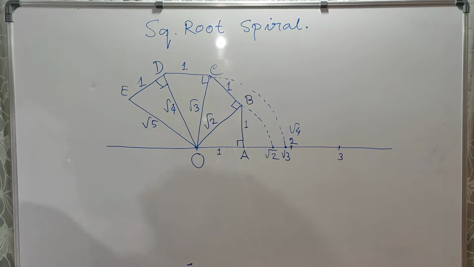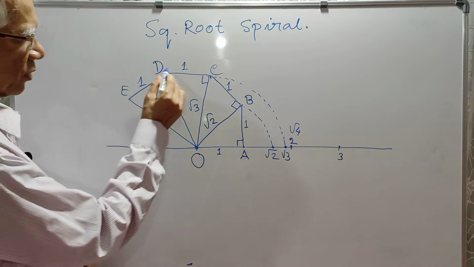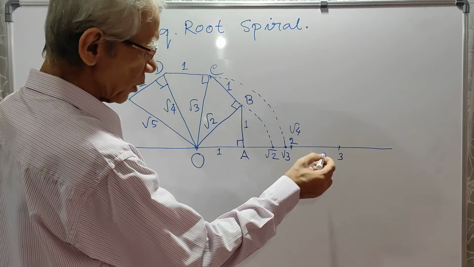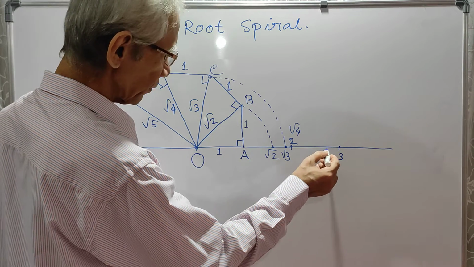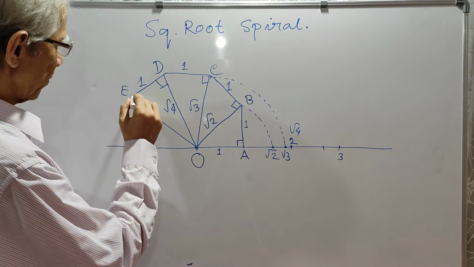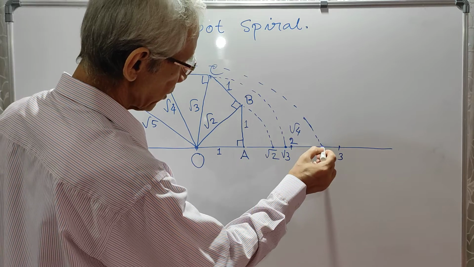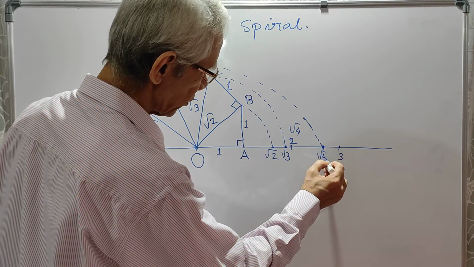OE is root 5. Now how will you locate this position? So taking this as center, OE as radius, we draw an arc. So that will come somewhere here. So if you draw an arc, root 5, it will come up to somewhere this point. So this point is root 5.